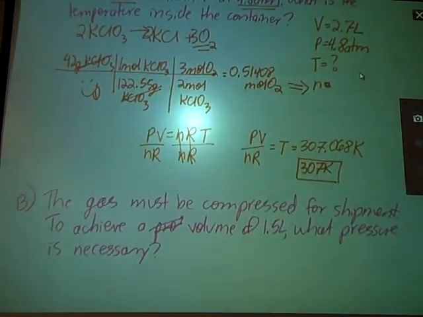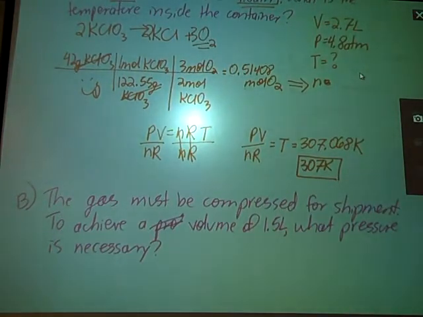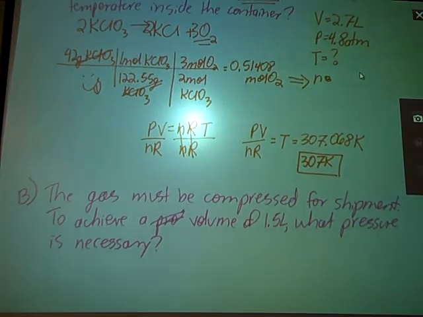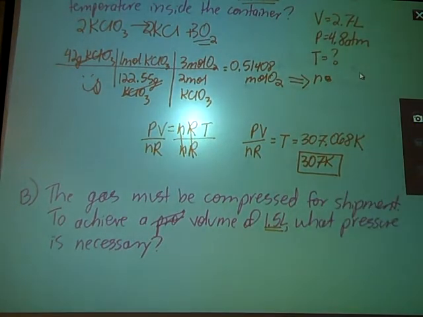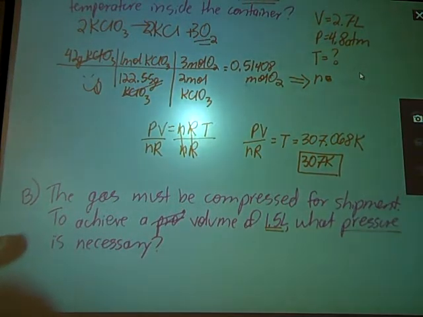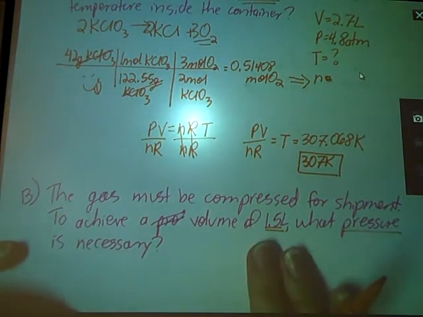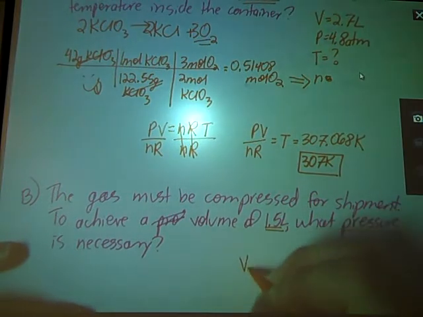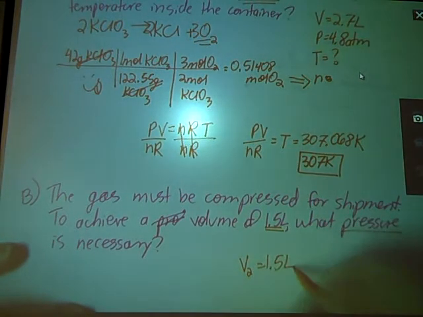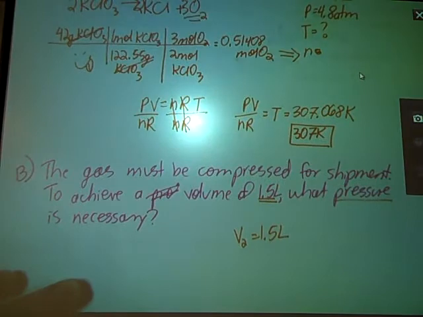Part number two. The gas must be compressed for shipment to achieve a volume of 1.5. Hey there, my volume changed. So this is not a PVnRT problem. So to achieve a volume of, so that's my final scenario. That's my ending there. Can you see that? Yes, you can.